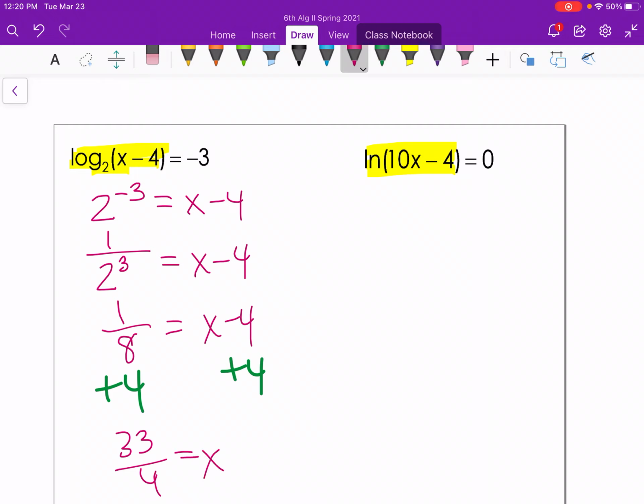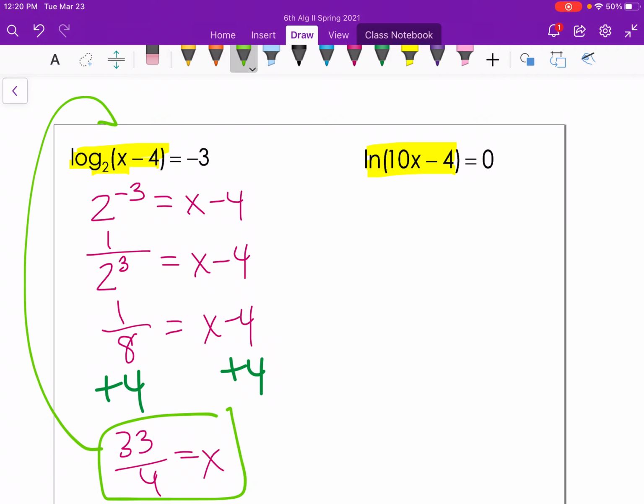And if I were to plug that in, I would get a positive number in here, because 33/4, sorry, this should be an 8, not a 4. 33/8 minus 4 is just that 1/8. So it's still positive. Next one.